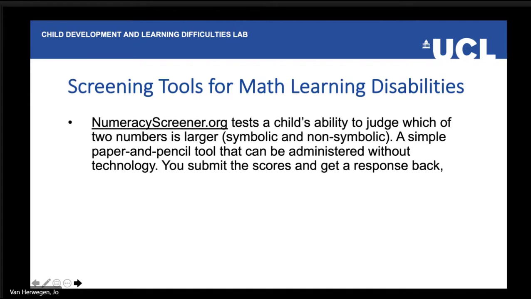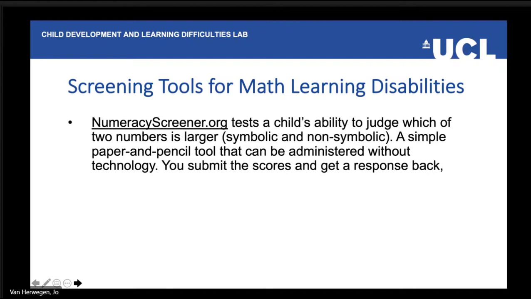There are a number of screening tools that you can use to see whether children have math learning disabilities. So the numeracy screener, which was developed by Daniel Ansari's lab in Canada, is an online test that can be used to judge children's mathematical ability, and it's related to this, which one is larger. It's a symbolic and non-symbolic one. I still said here it's a pencil and paper tool, but I think they also have an online version now. And it's very easy to administer, and then you submit the scores and it will give you your scores back very quickly to see if a child is at risk.